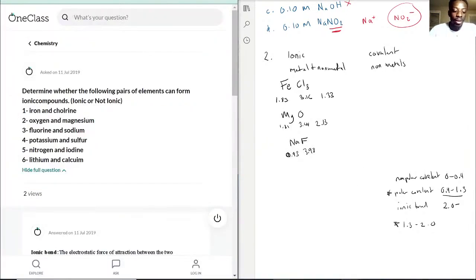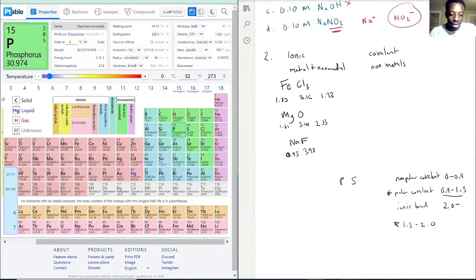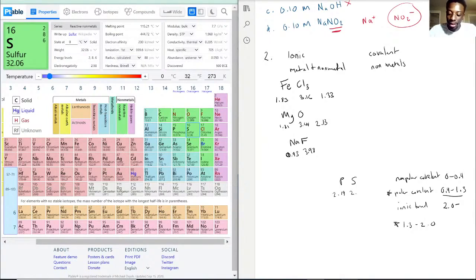Potassium and sulfur, so P and S. I'm just going to put them like that because I don't know how they form the actual compound. So potassium has 2.19, sulfur has 2.58. Now this together is about 0.39. Should be about that. Yep, 0.39.